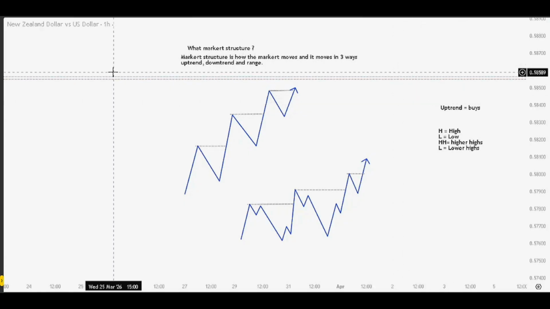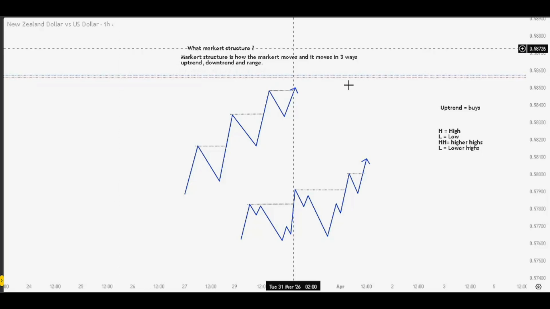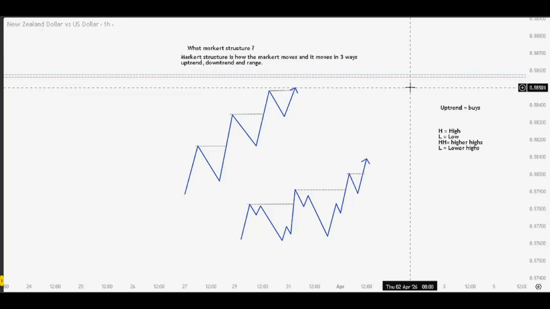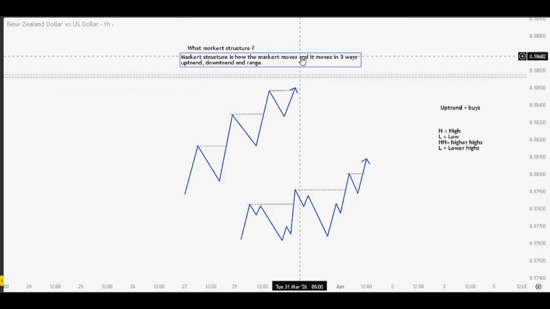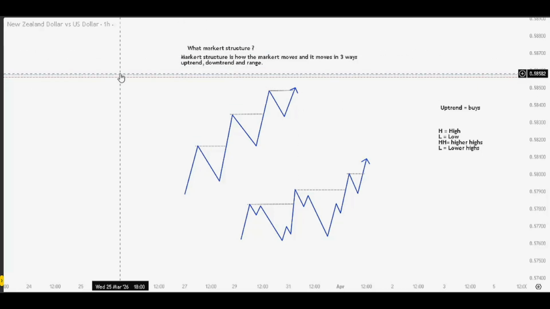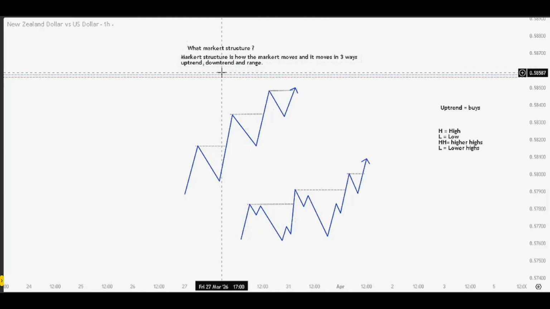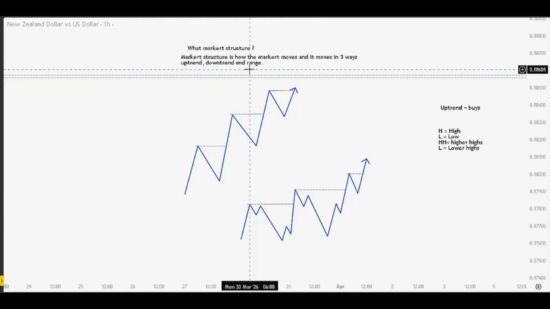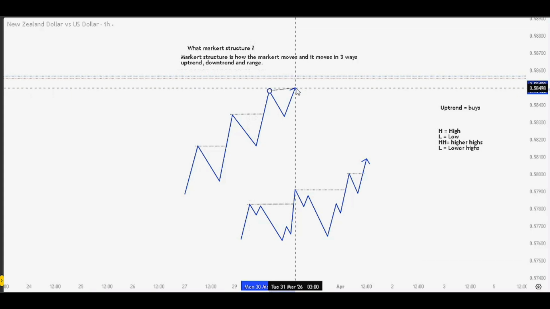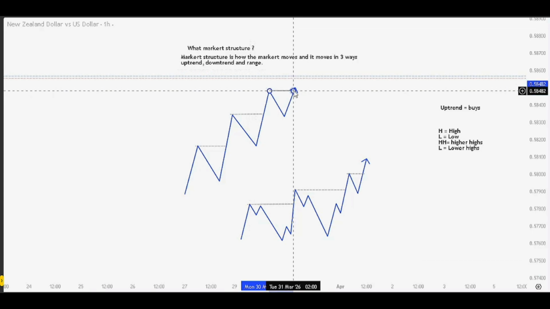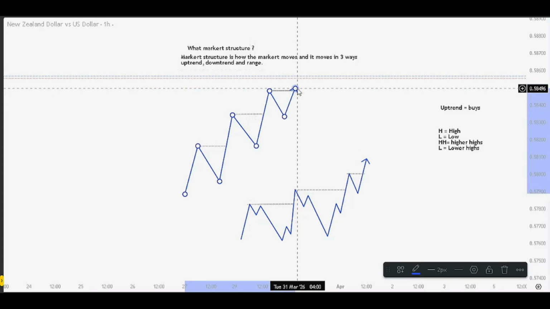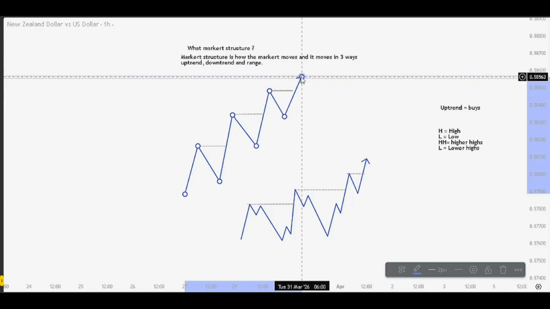Alrighty, so today it's the first video I'm making, breaking down how I trade. So I'm gonna start with market structure. So what is market structure? Market structure is how the market moves, and the market only moves in three ways, which is an uptrend, downtrend, and a range. So I'm gonna explain in detail what is an uptrend, and I also wanna explain in detail what is a range. Once I'm done, then I'll be able to go into the live charts.